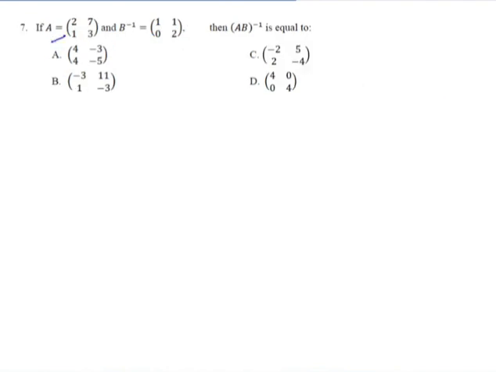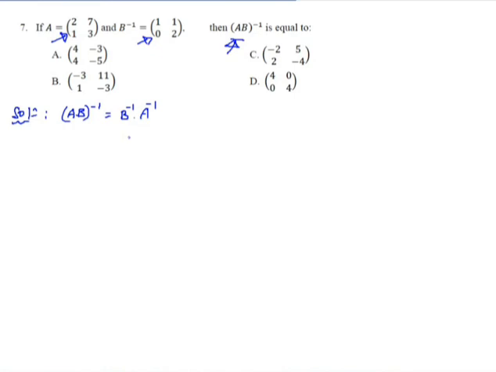If matrix A is given here, a 2 by 2 matrix, and the inverse of matrix B is given, then what is (AB) inverse? Okay, we are asked to determine (AB) inverse. Here we need to apply some properties of inverse of a matrix. (AB) inverse is equivalent to B inverse times A inverse. Okay, we need to know this thing.